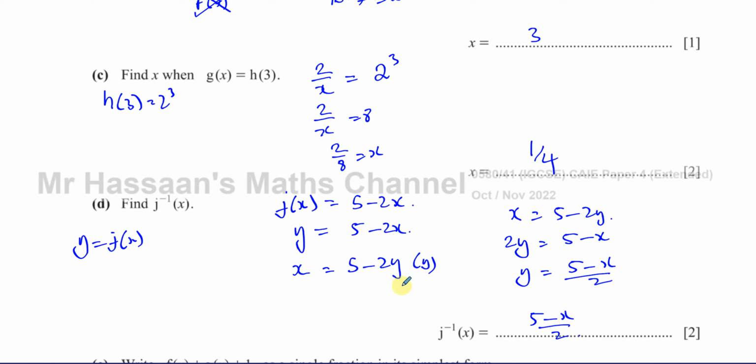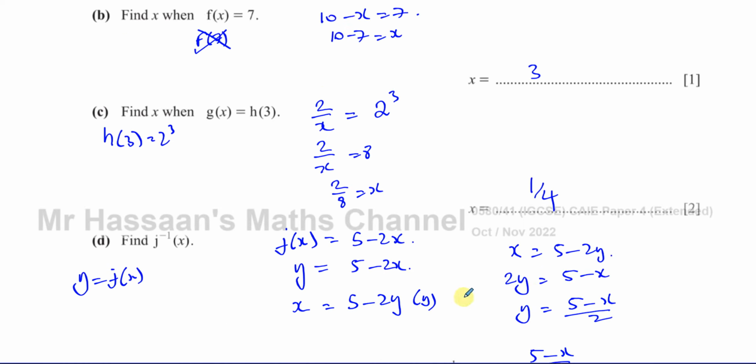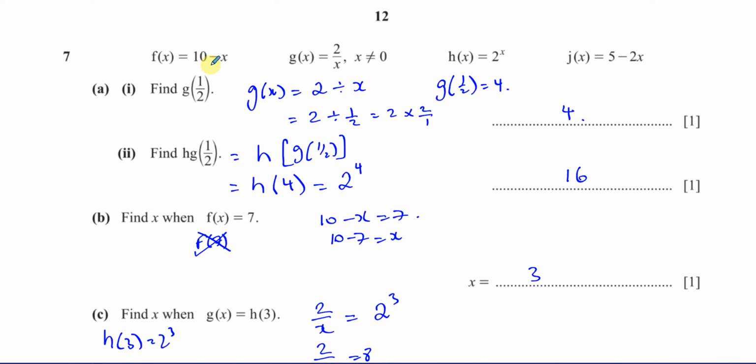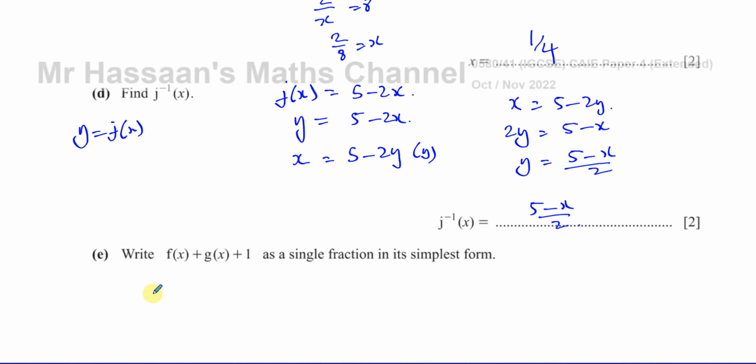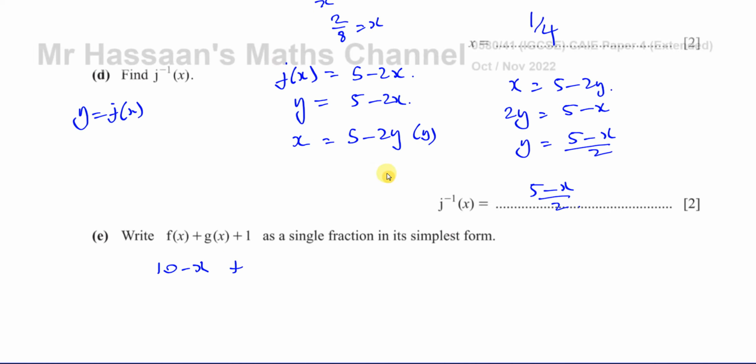That will undo this function, right? That's called the inverse function. So that's the answer to part D. Then it says, write f of x plus g of x plus 1 as a single fraction in its simplest form. So you have f of x, which is 10 minus x, plus g of x, which is 2 over x, plus 1 as a single fraction in its simplest form.